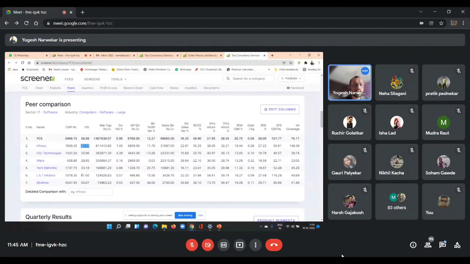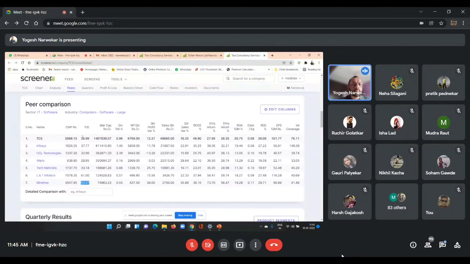Now go down. L&T Infotech. L&T Infotech is a mid-sized company, but their P/E ratio is 61. It means maybe that company is growing and investors are ready to give more premium to L&T Infotech than TCS and Infosys, because maybe they are seeing more potential in L&T Infotech to become a large cap company of tomorrow. Similarly, Mindtree is getting a P/E ratio of 50.